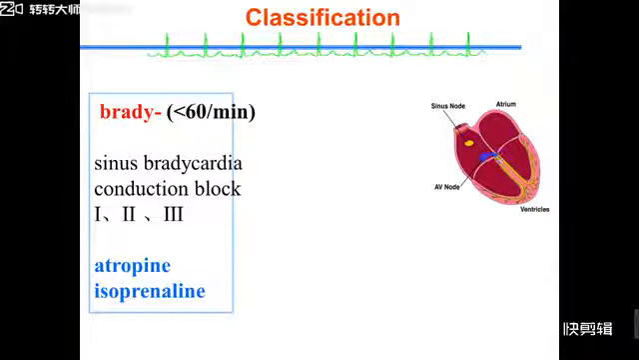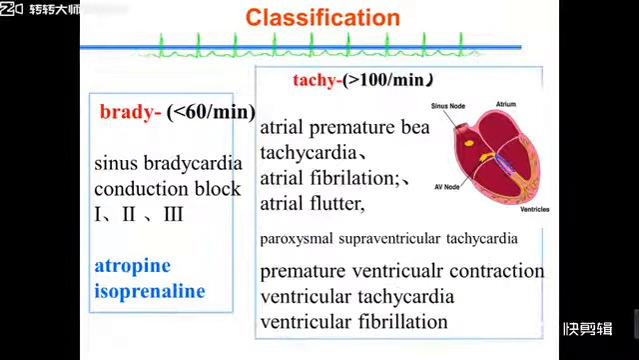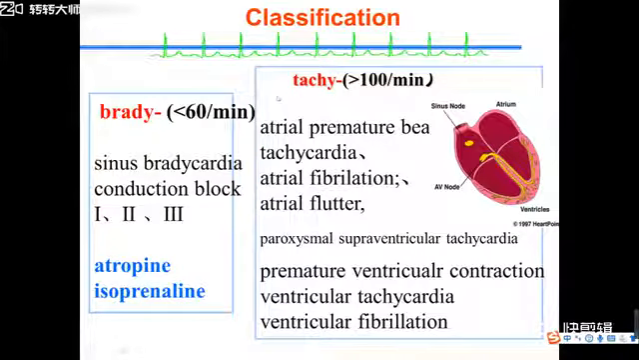So today we study how to treat arrhythmias, which means we study the second kind, tachycardia. Most arrhythmia patients are tachycardia patients, with a heart rate of more than 100 beats each minute. Tachycardia is divided into several kinds according to the different formation sites. The first one, if it arises from the sinus node, we call it sinus tachycardia.